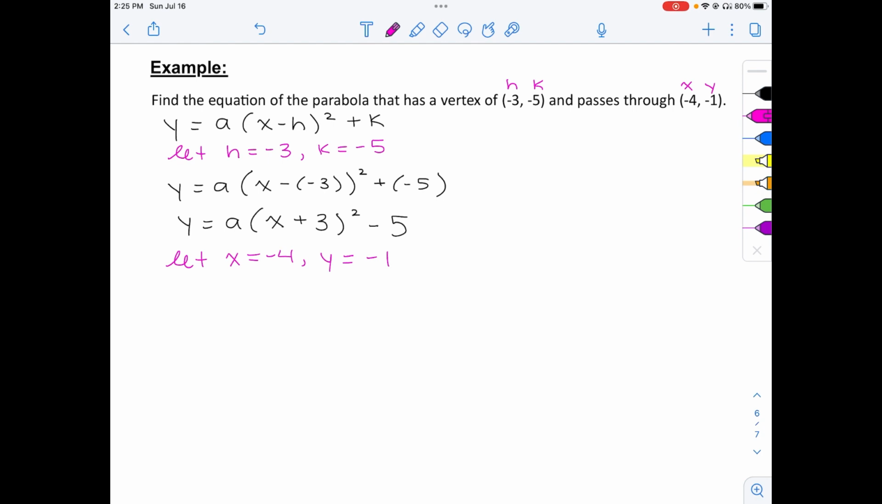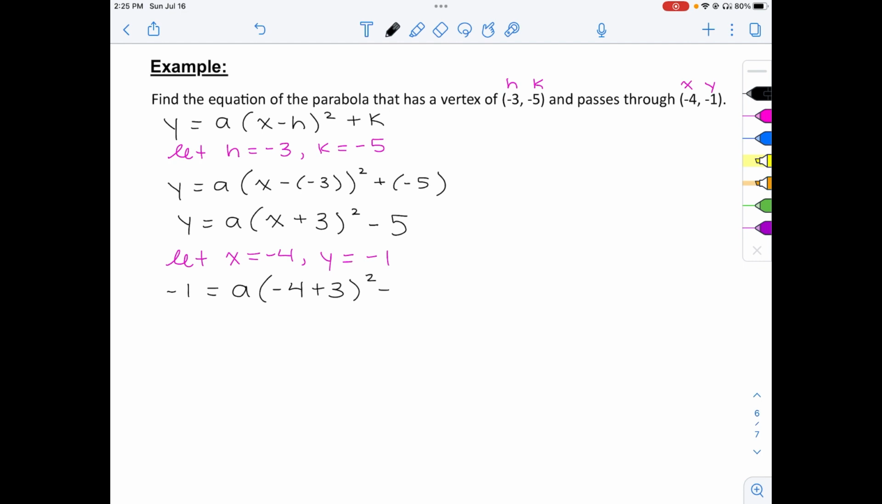Some people like to do both of these all in one step, so sub in x, y, h, and k all in one step. Again, that's fine if you are confident with your algebra and you're making sure you're putting everything in the right spot. I like to just do it in 2 steps to make sure that I'm putting everything in the right spot, right? That I'm not mixing up h and x or k and y. Again, matter of personal preference, whatever gives you the correct answer every time. So y is -1, so I'll have -1 is equal to a, and then -4 plus 3 squared, subtract 5, and I'm trying to simplify and isolate for a.